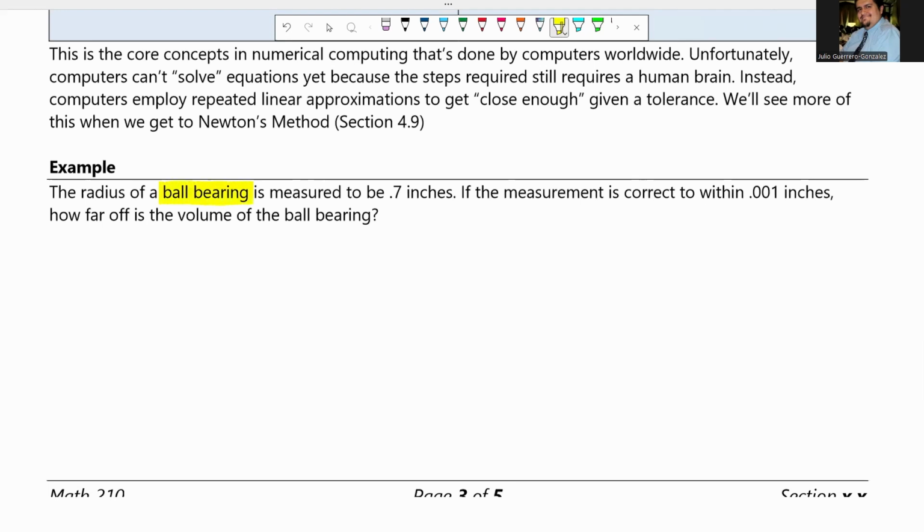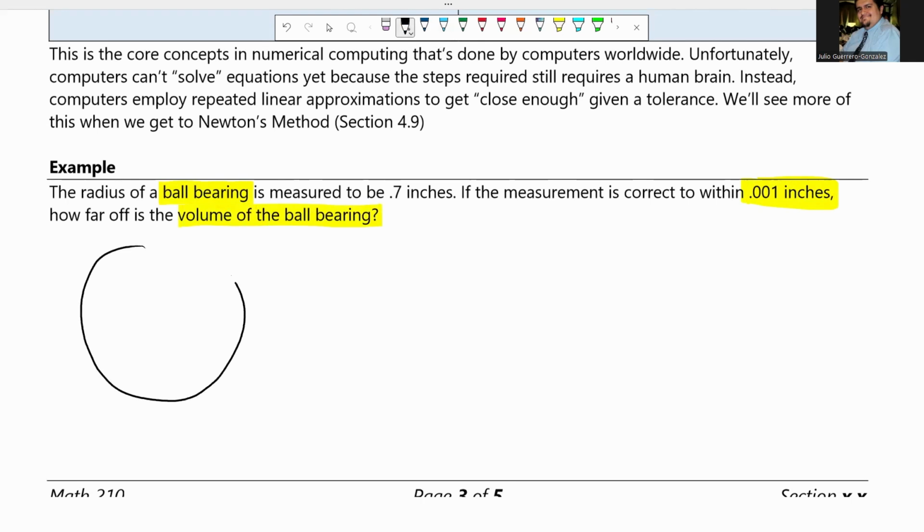suppose you are manufacturing ball bearings. And the radius of these ball bearings is 0.7 inches. If you can manufacture them to within 0.001 inches, how far off is the volume of said ball bearing going to be?